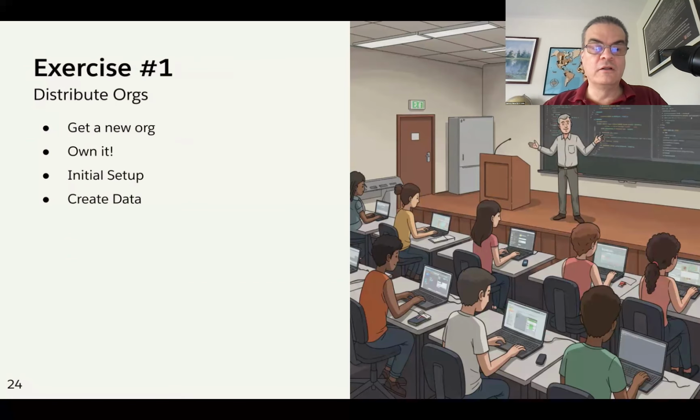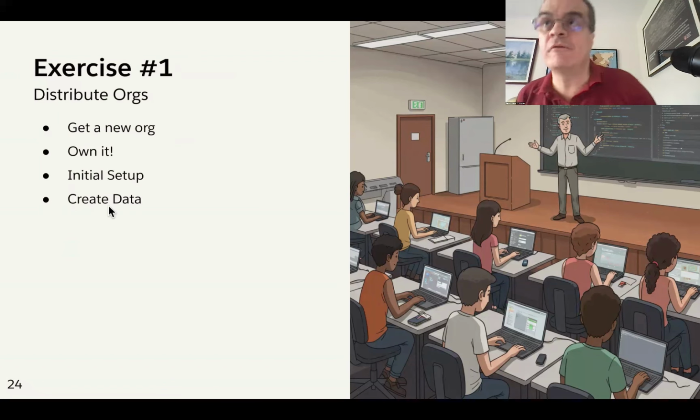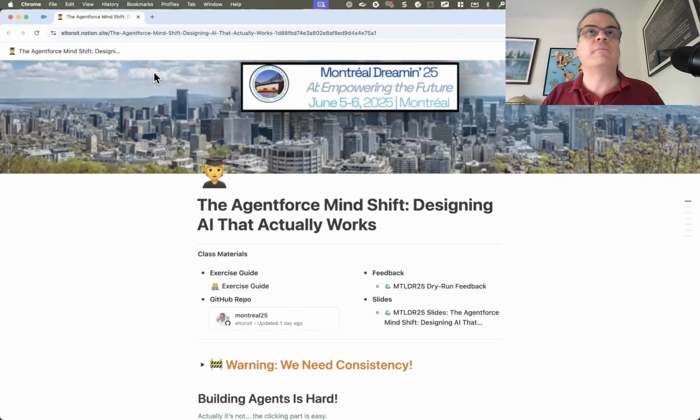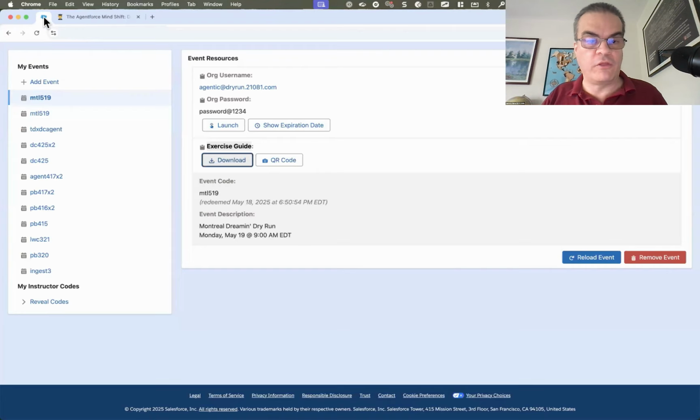All right, so enough talking. Let's do the first exercise, where we're going to be getting an org. As I mentioned before, we are doing this with Org Claim. You should be familiar with that. Everybody's an instructor here, so you should be familiar with that. The code is MTL 519. Get an org.